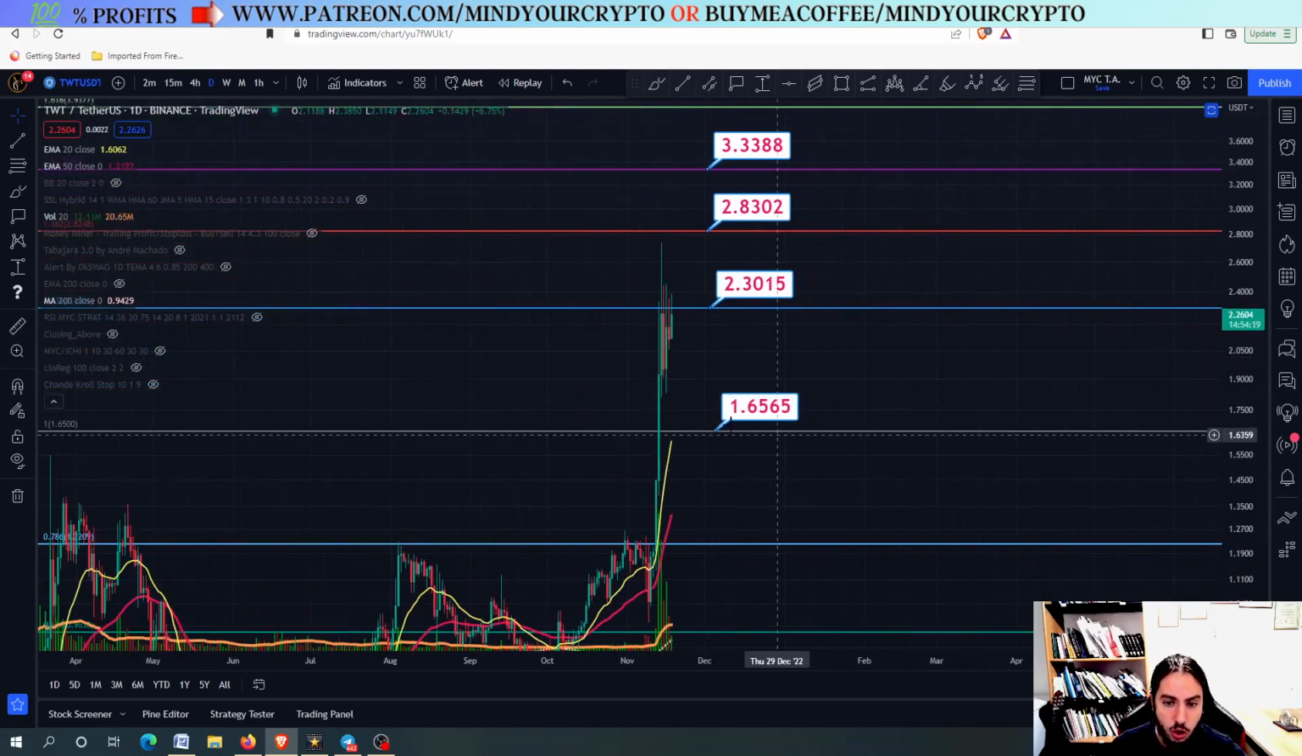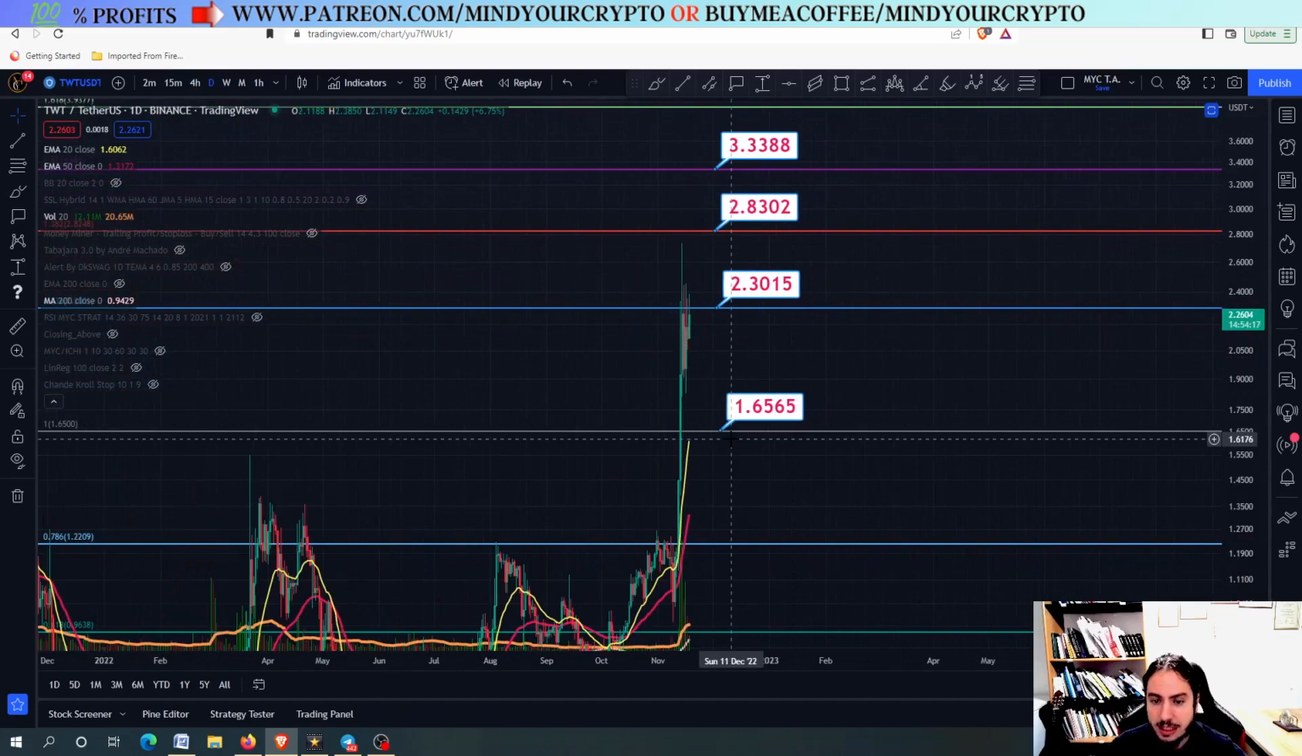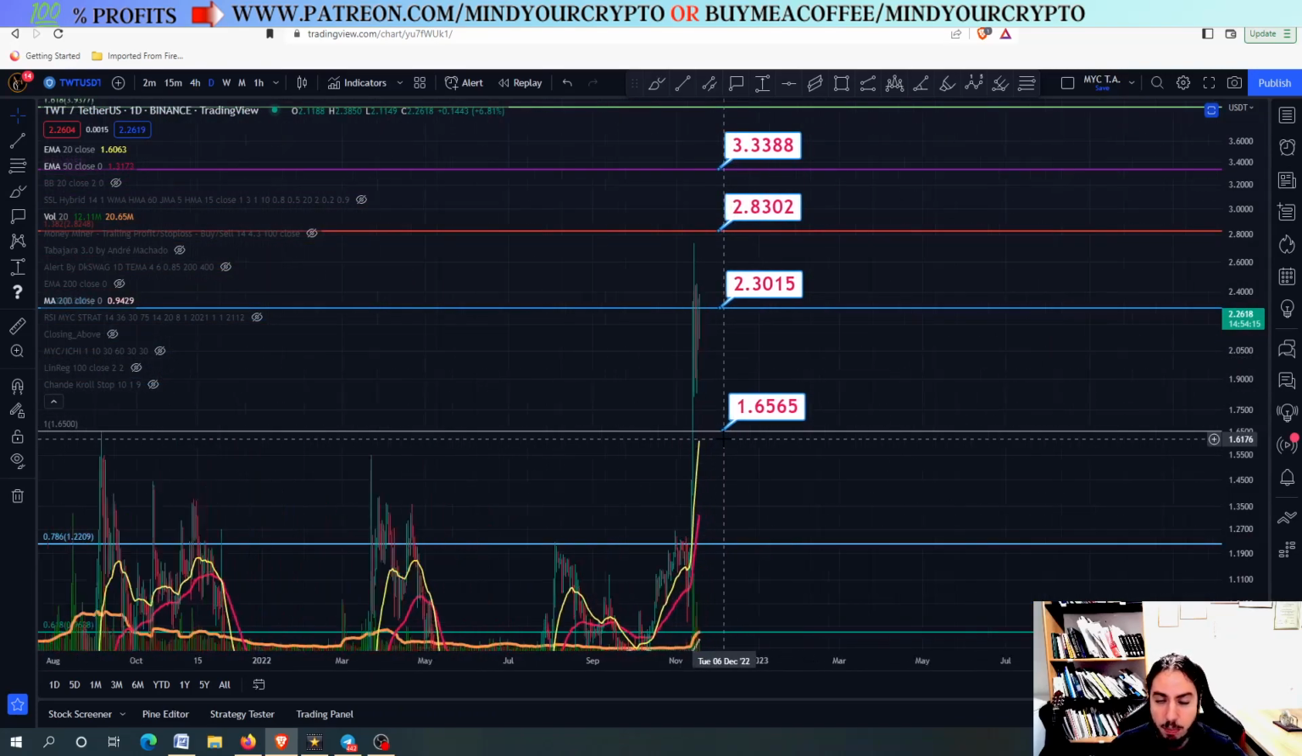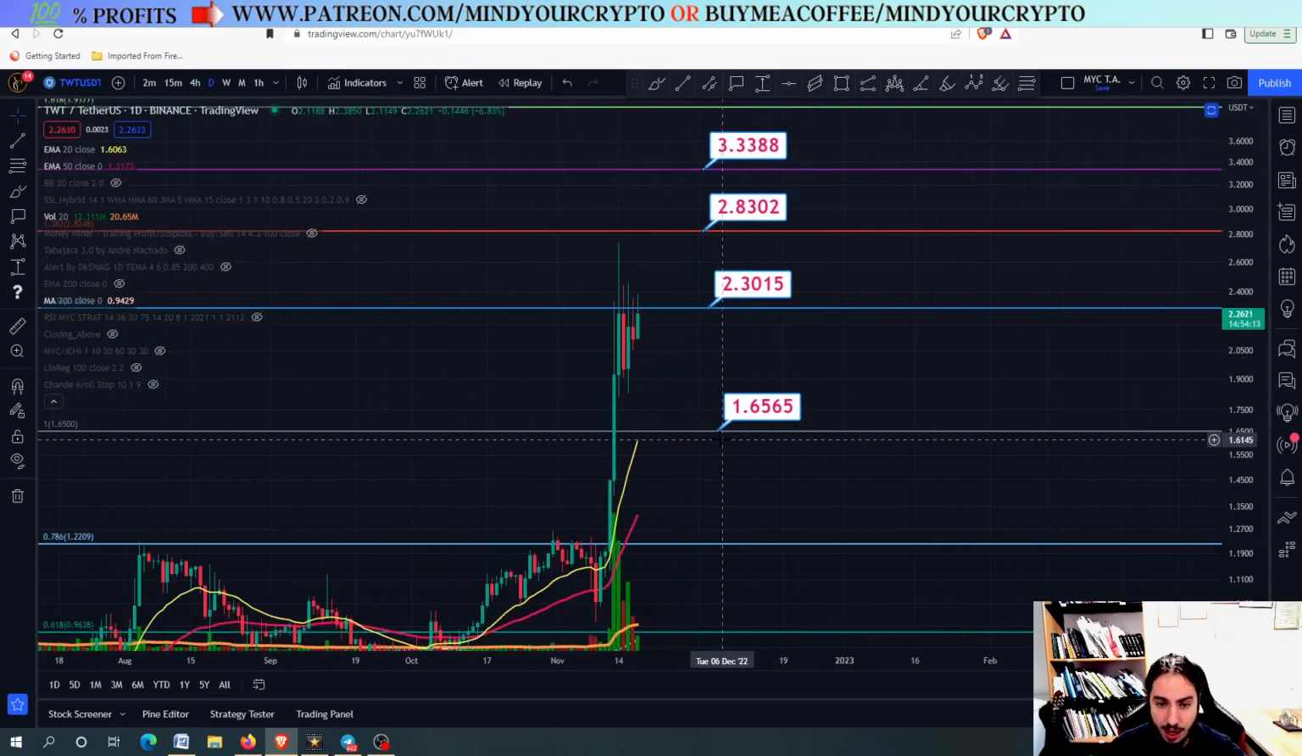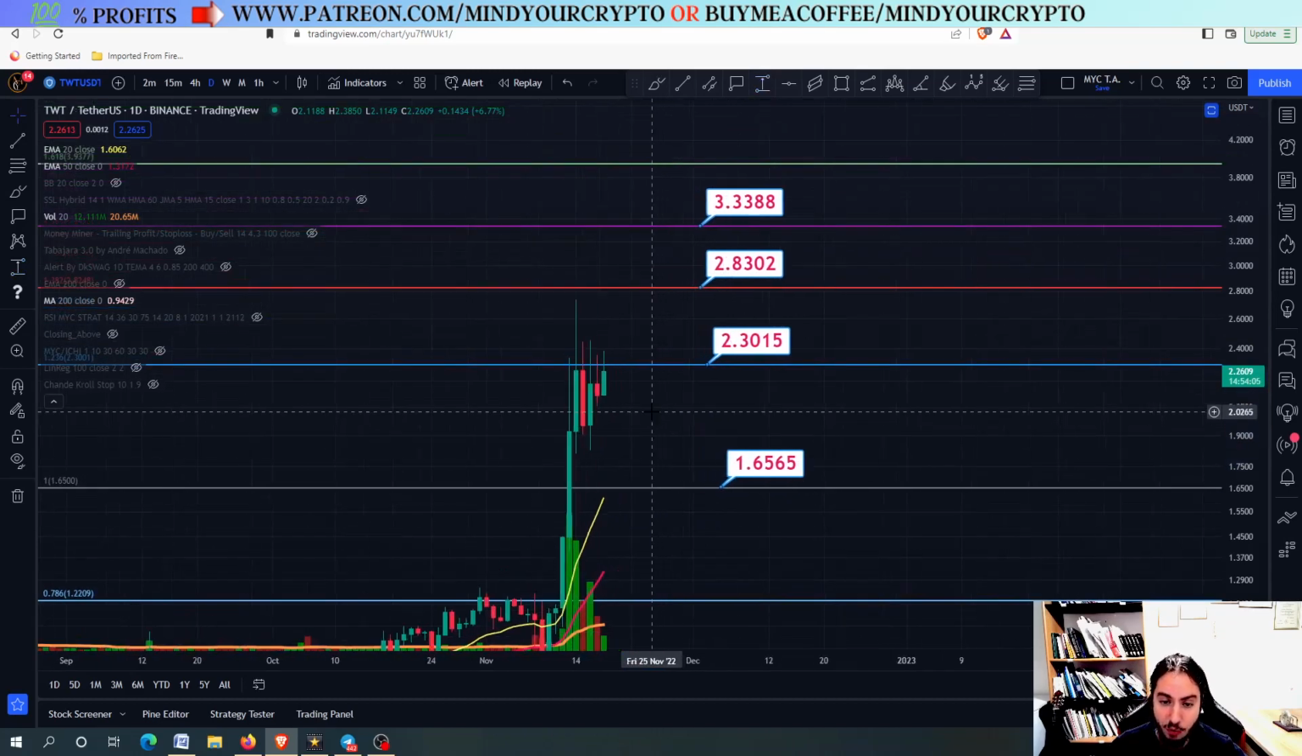Then we are going to go back down to the 1.6565. It will be the next support level that TWT will be going to, and it will be going with a huge correction, a huge crash coming in of around minus 27%. So be careful after that.